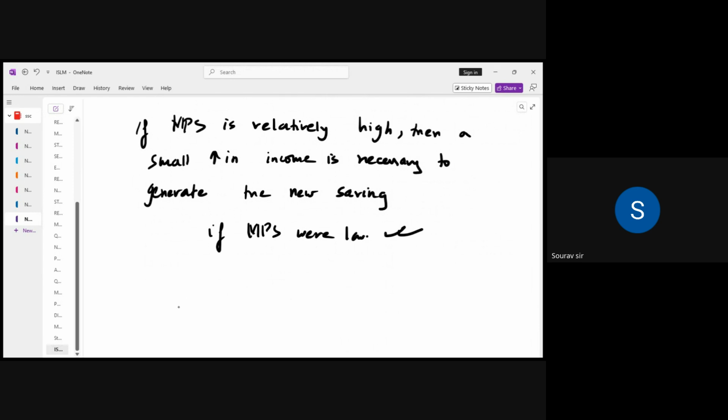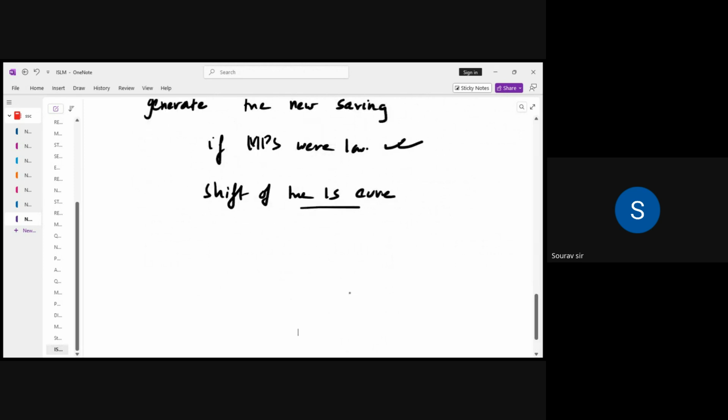To analyze the cause and effect of the shift of the IS curve, what we have to do? We have to incorporate government expenditure and tax in our analysis. So here the IS curve will shift if any or all of the components change. If I write the equation, it will be I(r) + G = S(Y - T) + T. First, let me draw the diagram.